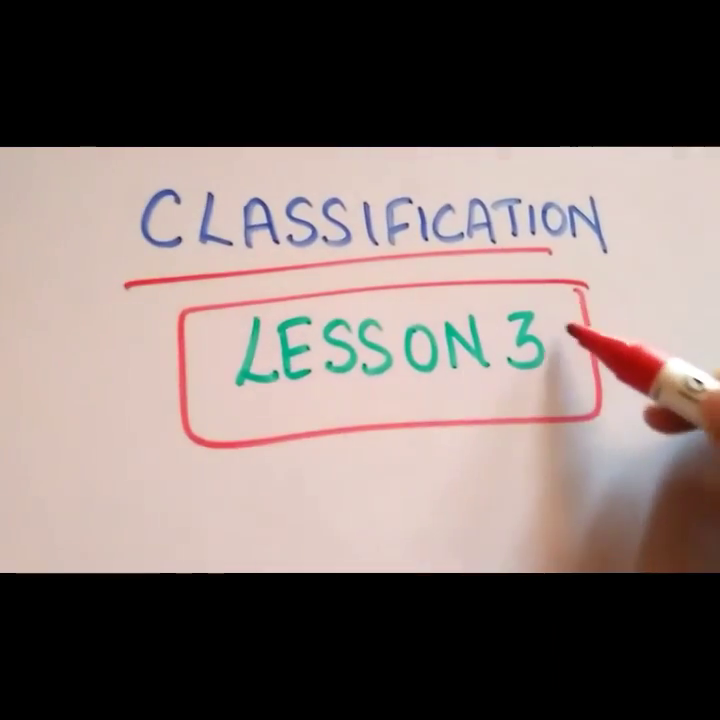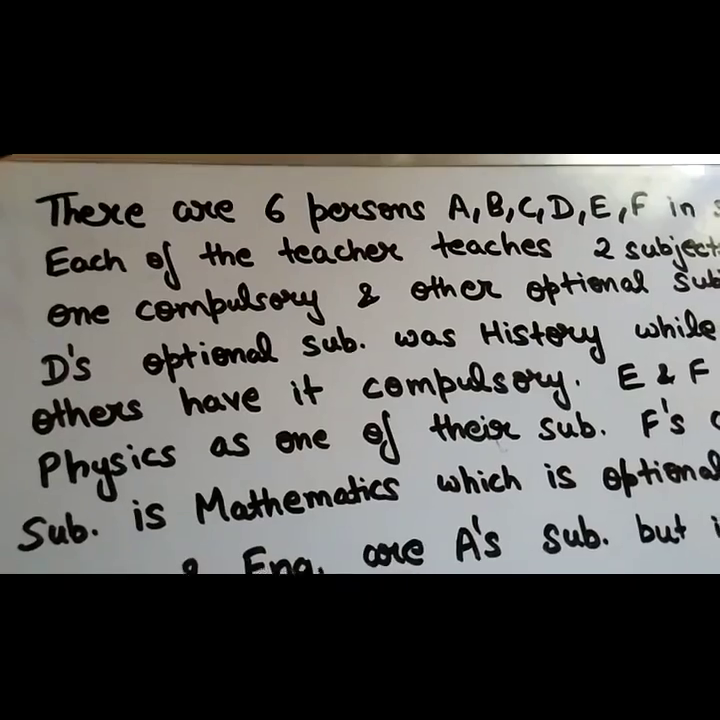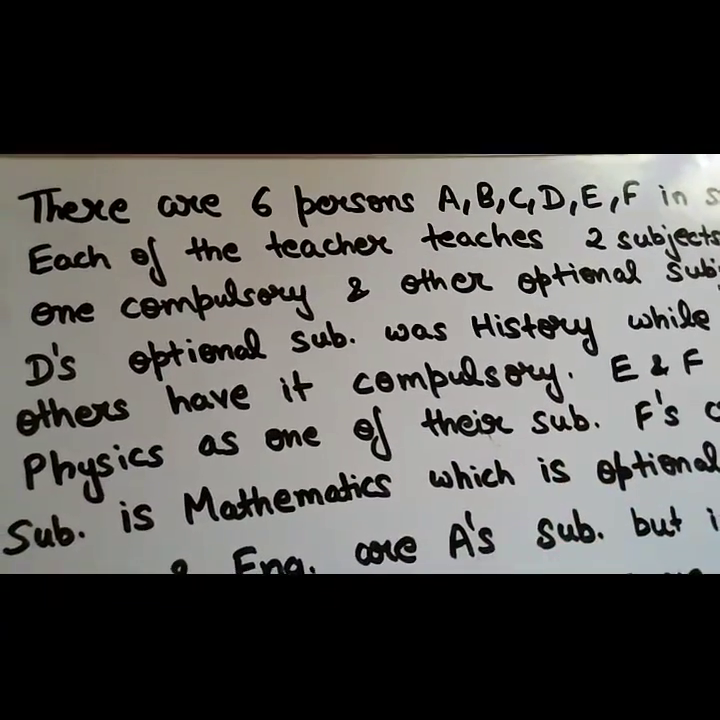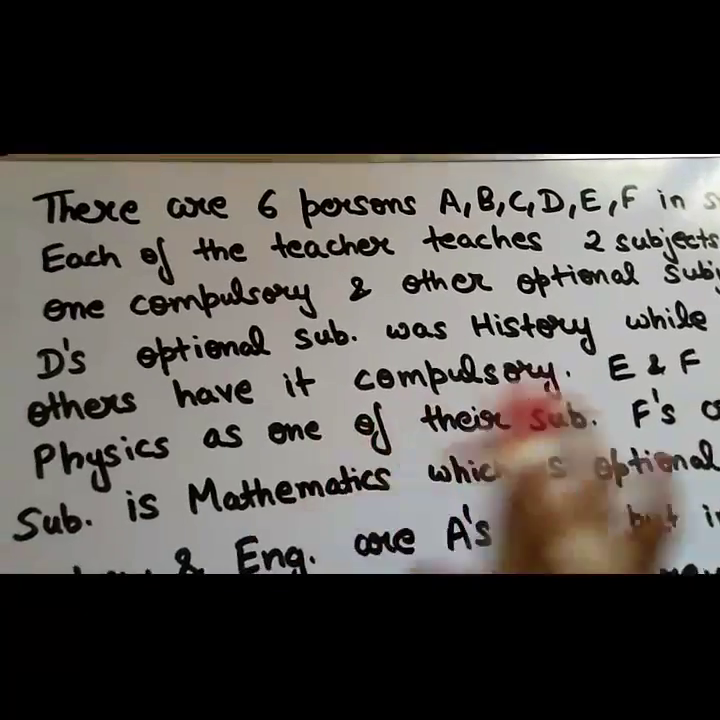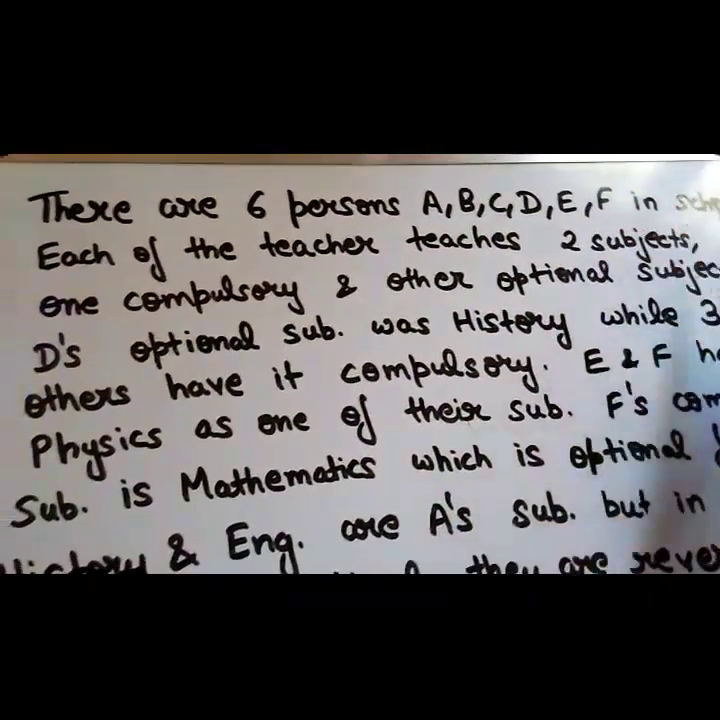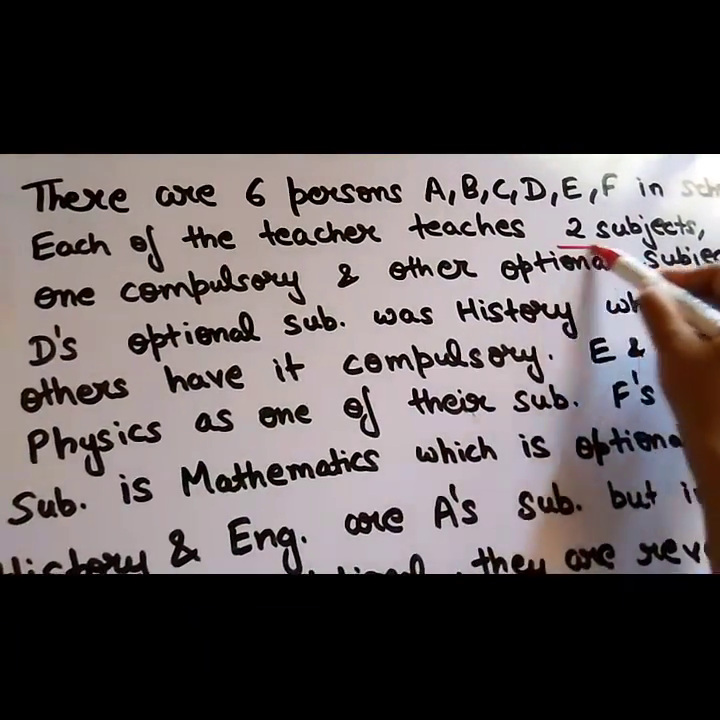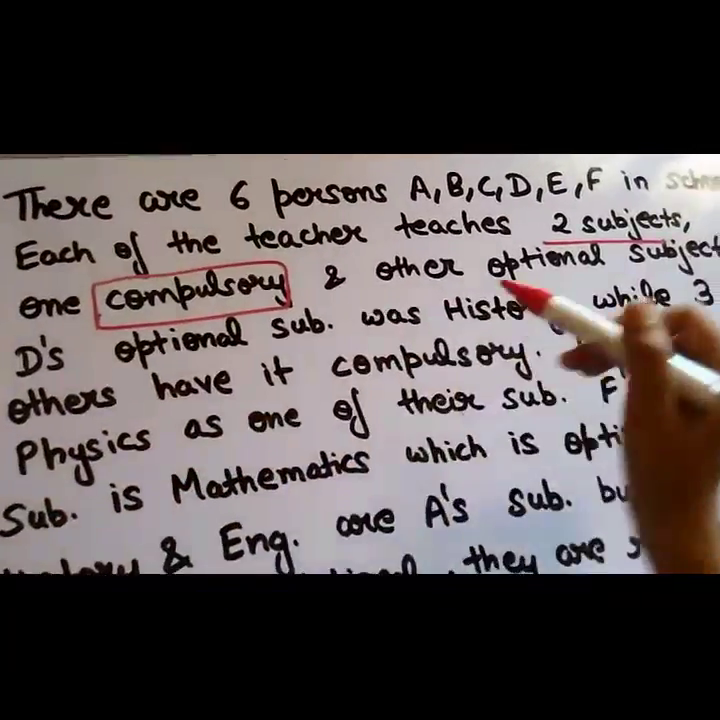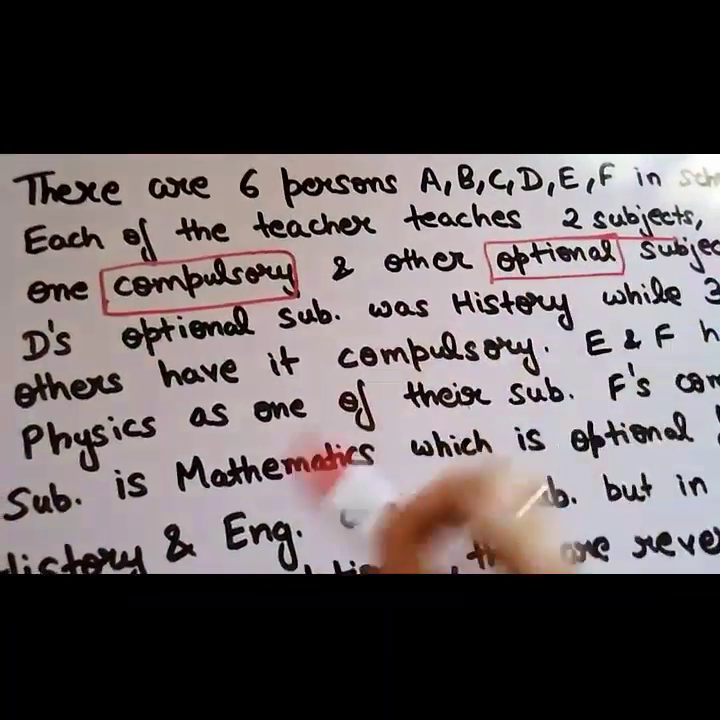Classification Lesson 3. This question is a little bit long and takes time to solve, but it's not that difficult. There are 6 persons A, B, C, D, E, F in a school. Each of the teachers teaches 2 subjects. One is compulsory and the other one is optional.